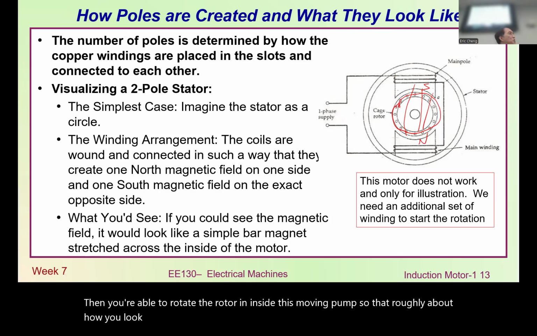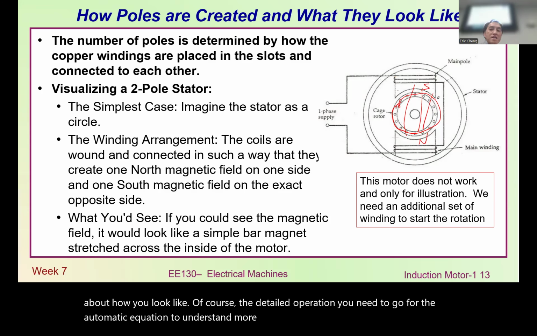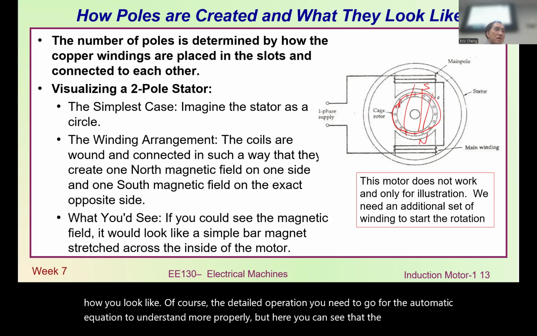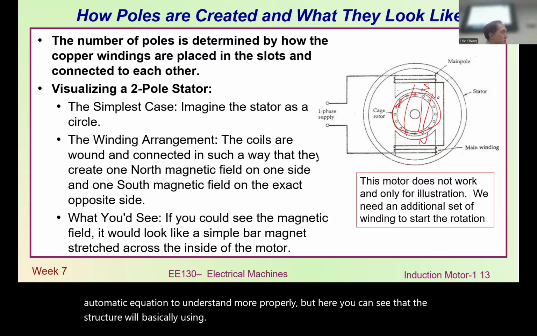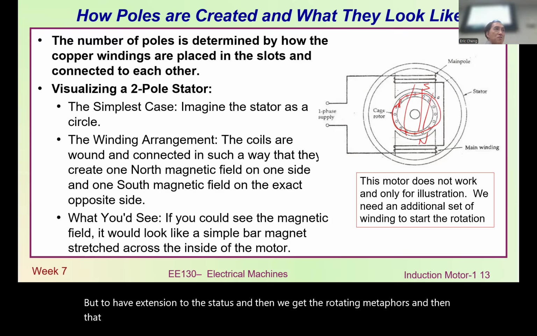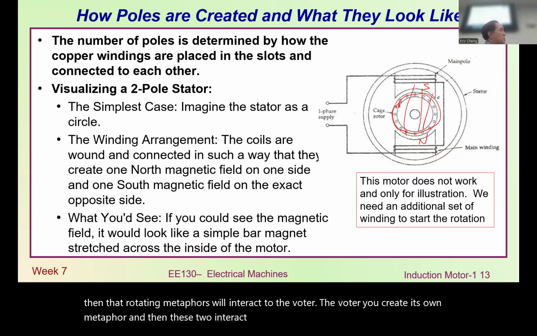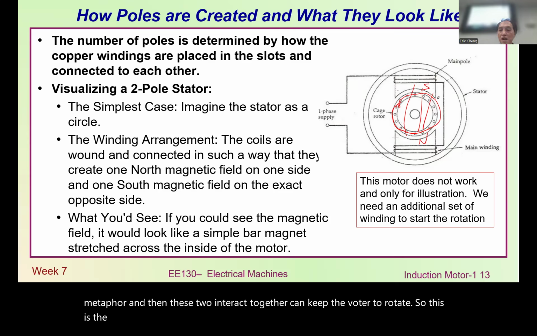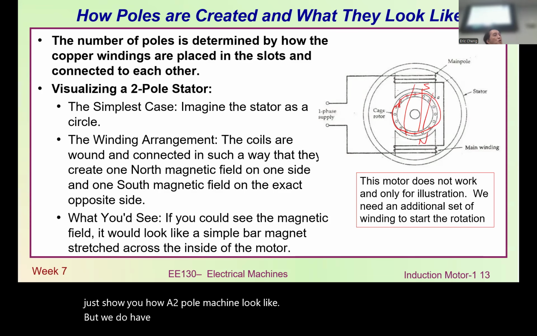Of course, for the detailed operation we need to go through the geometric equations to understand more properly. But here you can see that the structure uses this method to excite the stator, and then we get a rotating magnetic flux. That rotating magnetic flux interacts with the rotor. The rotor creates its own magnetic flux, and these two interacting together keep the rotor rotating. So this is the simple two-pole stator. But I have a remark here. This is not working in theory. It just shows you how a two-pole machine looks. But we do have single-phase two-pole machines.